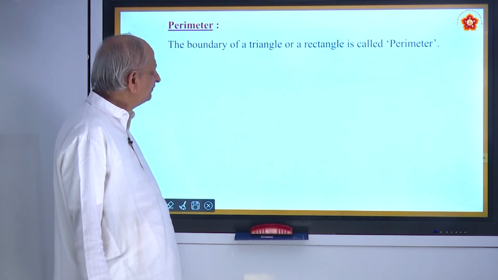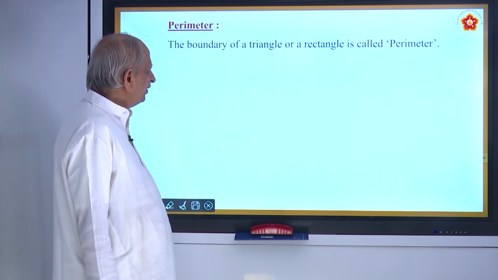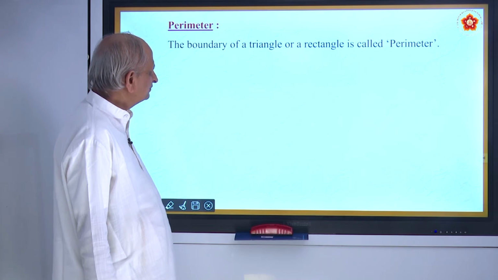And we have seen about perimeter. The boundary of a triangle or a rectangle is called perimeter.